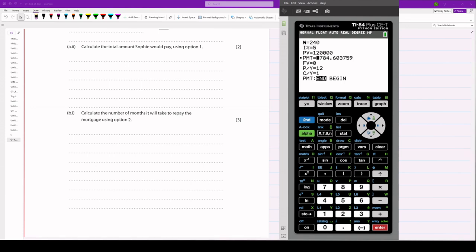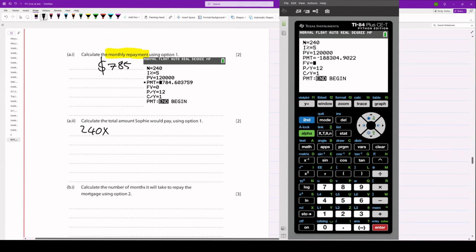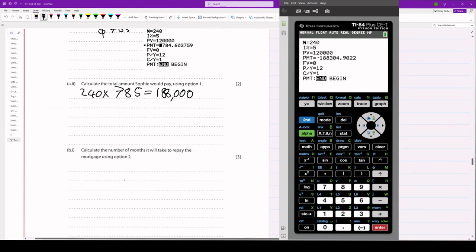Calculate the total amount Sophie would pay using option 1. Okay, well, I've got that much multiplied by 240. That much. So, rounding it to three significant figures, that is 240 multiplied by 785 is equal to $188,000. $1,188,000.